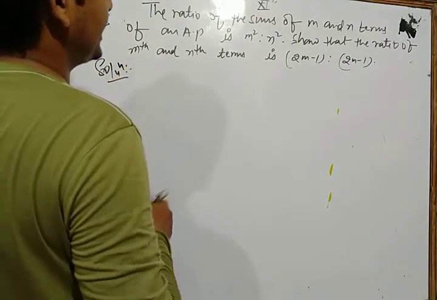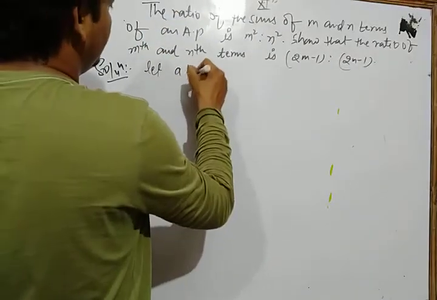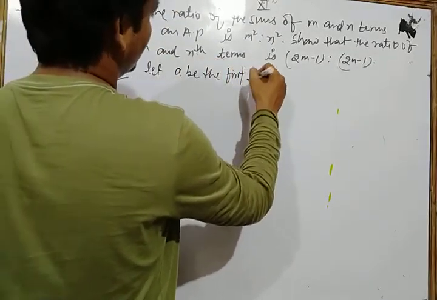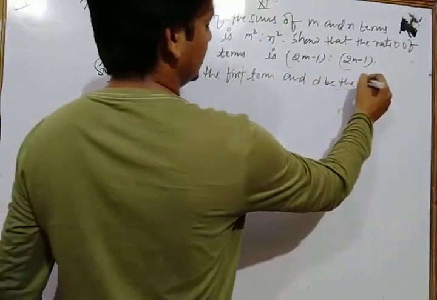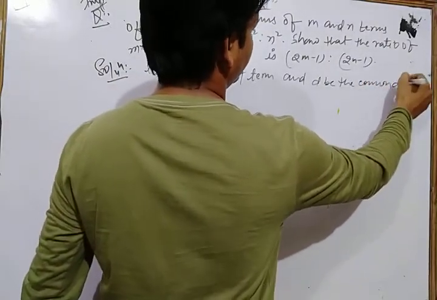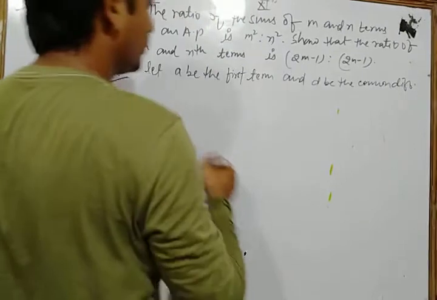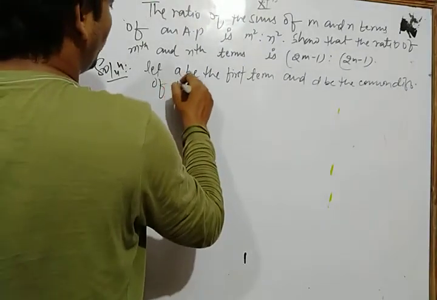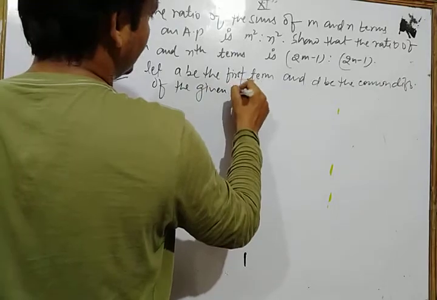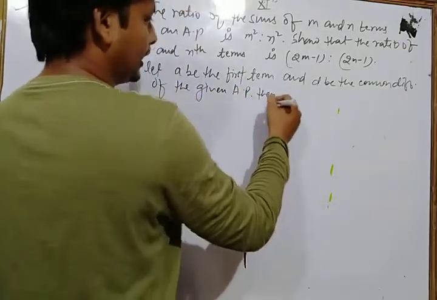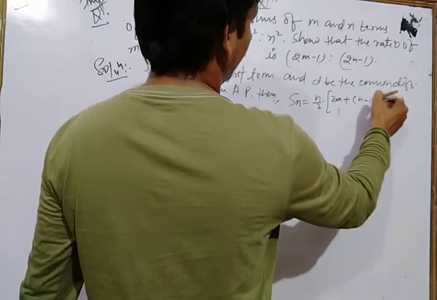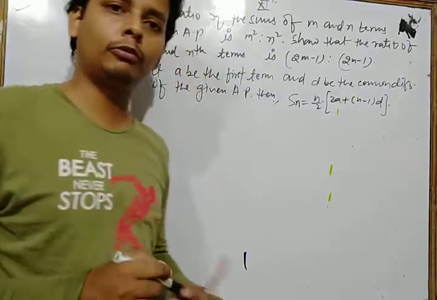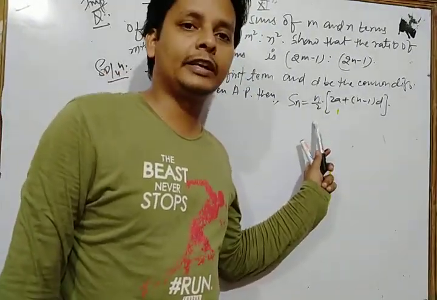First, let a be the first term and d be the common difference of the given AP. Then you know that the sum of n terms of the given AP is n by 2 in bracket (2a plus (n minus 1) into d). This is the formula for the sum of n terms of an AP.